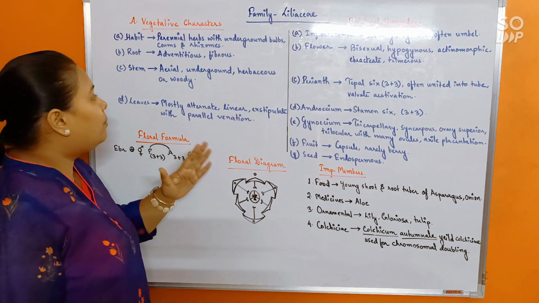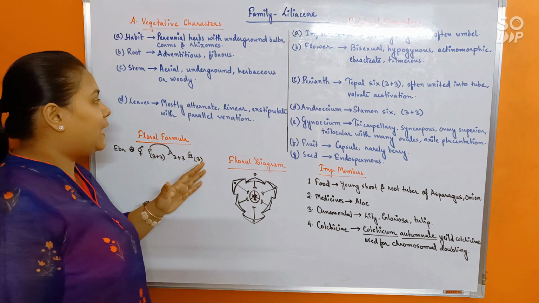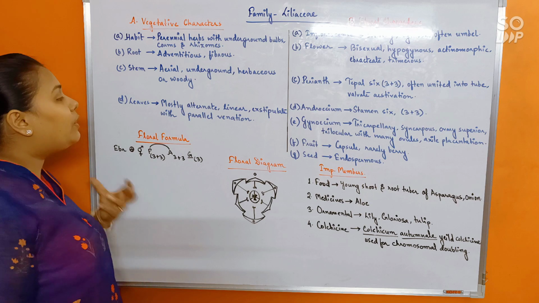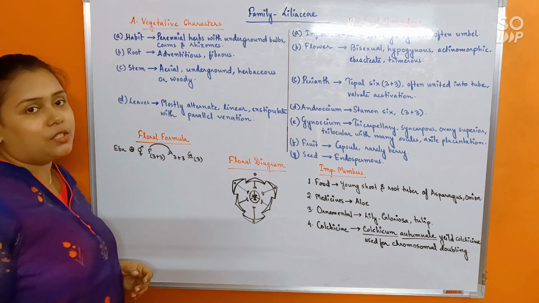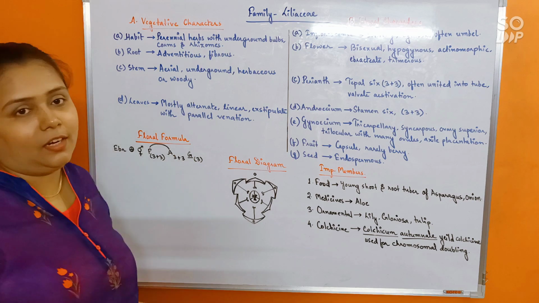Next, stem. Aerial, underground, herbaceous or weedy, and leaves would be mostly alternate, linear, exstipulate, without stipules, with parallel venation. Again, because it's a monocot, you have shifted from reticulate venation to parallel venation.